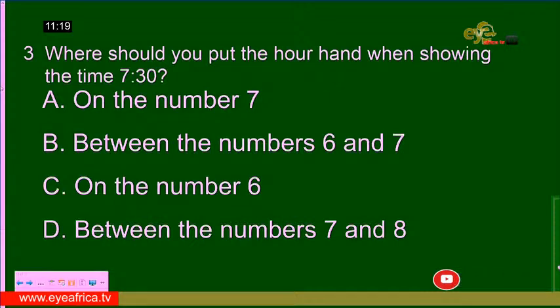When the time is 7:30, like how you are showing it on this clock face I'm holding here, it should be like this. And the hour hand is the shorter hand. It should be between 7 and 8.